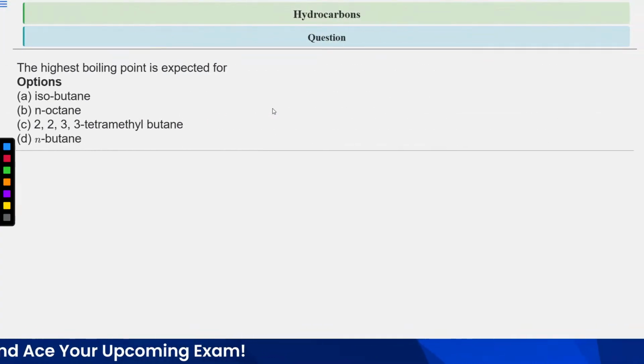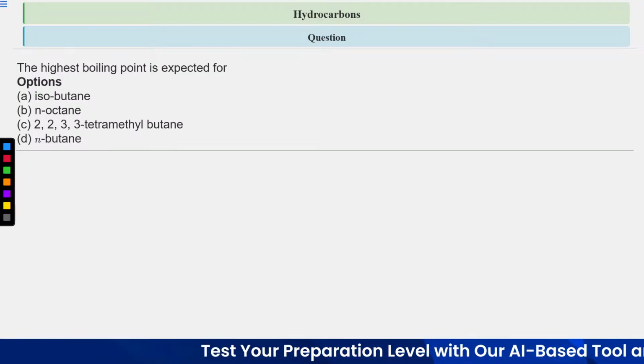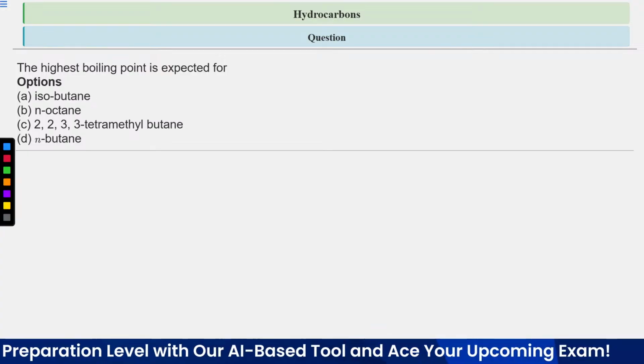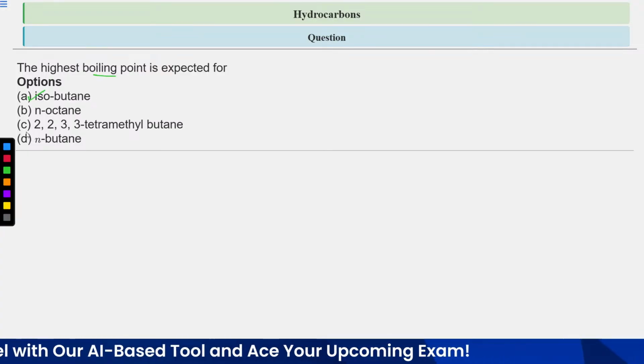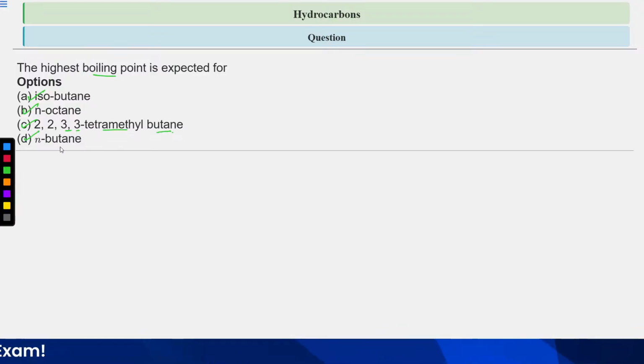Its highest boiling point is expected for. So, from the options, you have to tell which one of the compounds has the highest boiling point. Options are isobutane, N-octane, 2,2,3,3-tetramethylbutane, or N-butane.